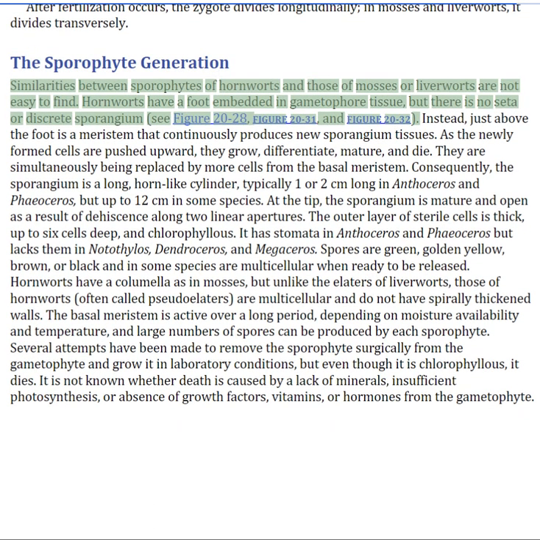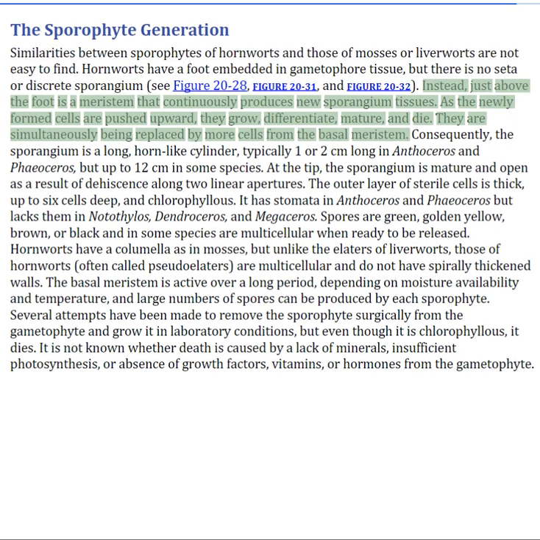Similarities between sporophytes of hornworts and those of mosses or liverworts are not easy to find. Hornworts have a foot embedded in gametophore tissue, but there is no seta or discrete sporangium. Instead, just above the foot is a meristem that continuously produces new sporangium tissues. As the newly formed cells are pushed upward, they grow, differentiate, mature, and die. They are simultaneously being replaced by more cells from the basal meristem.